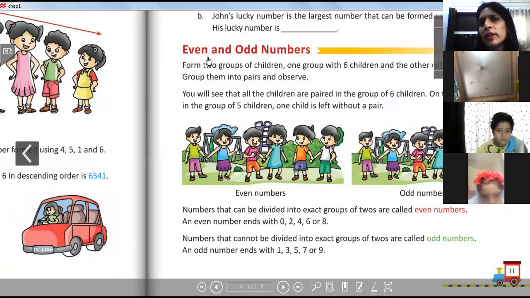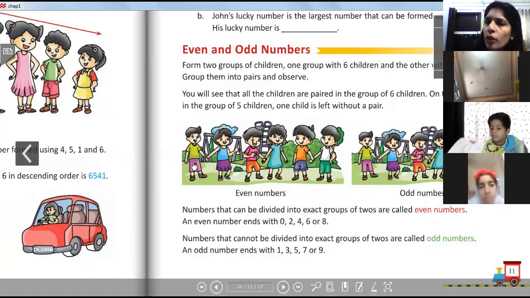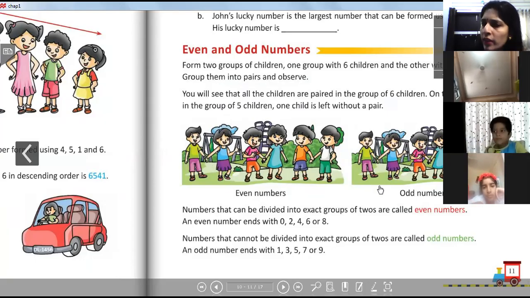Okay, so what are even numbers? As we have studied in your last class, if I can form pairs of 2, or exact groups of 2, then it is known as an even number. Like here you can see 1 pair, 2 pairs and 3. It means I have divided it into exact groups of 2. So they are called even numbers and they end with 0, 2, 4, 6 or 8.